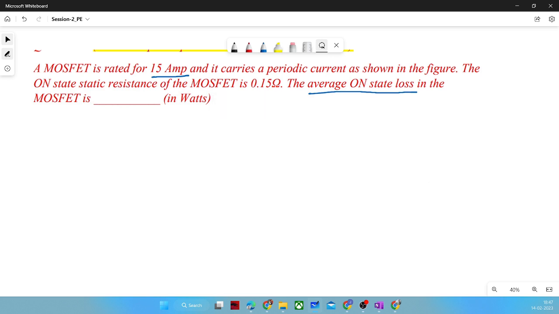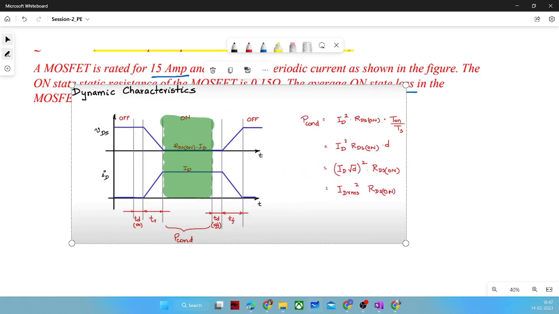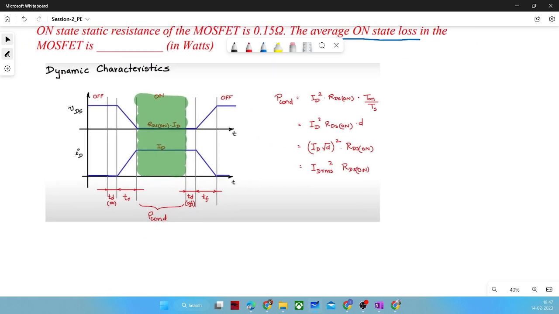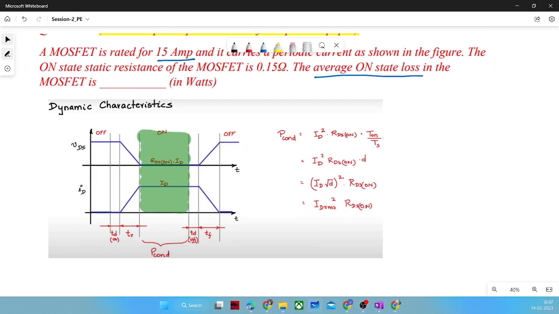So you all know, you might have referred to that lecture where the professor derived, not derived, he might have told. Let me bring the dynamic characteristics slide up. You may see the slide of dynamic characteristics if you have gone through the lecture. And here, when the switch is on, it will have a particular resistance, that will be RDS(on), and it will be multiplied with ID.